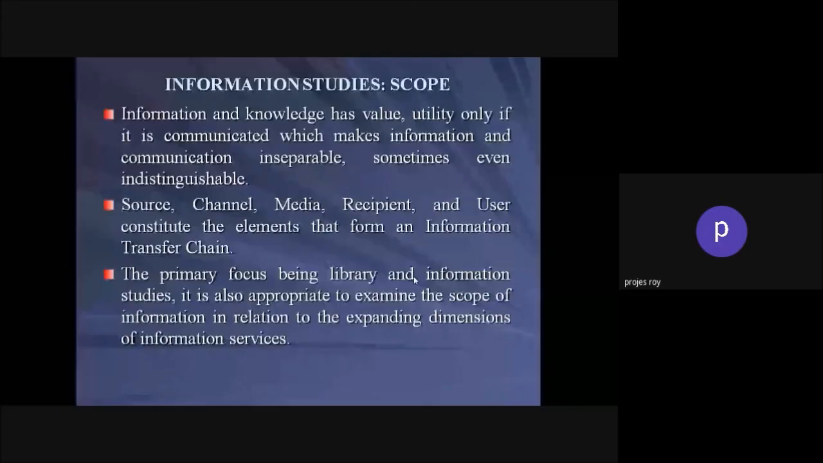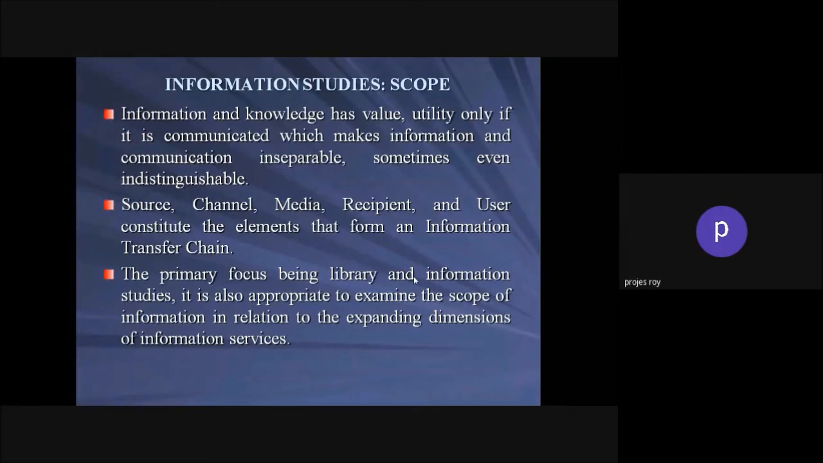We are coming to the scope of information studies. Information and knowledge have value and utility only if they are communicated, which makes information and communication inseparable, sometimes even indistinguishable. Now, source, channel, media, recipients and users constitute the elements that form an information transfer chain. The primary focus being library and information study, it is also appropriate to examine the scope of information in relation to the expanding dimension of information services.